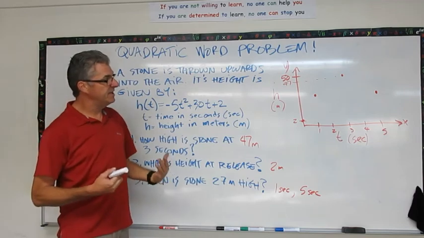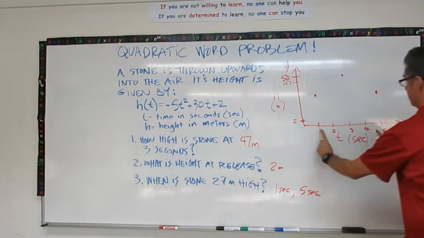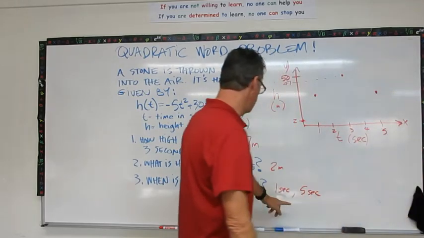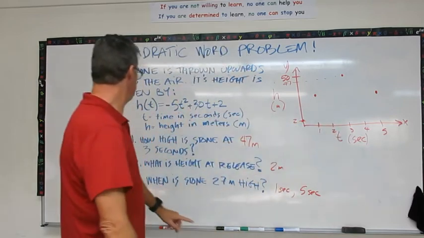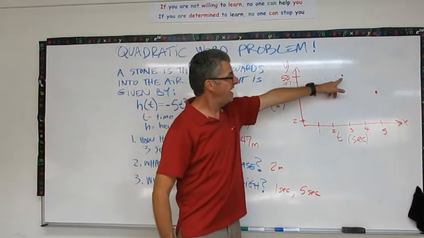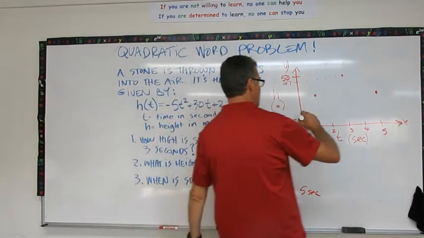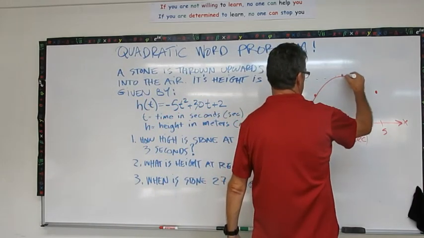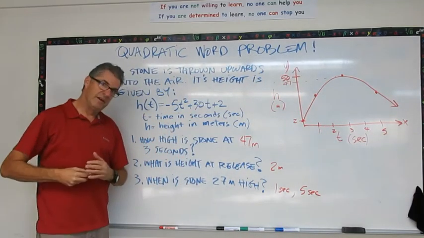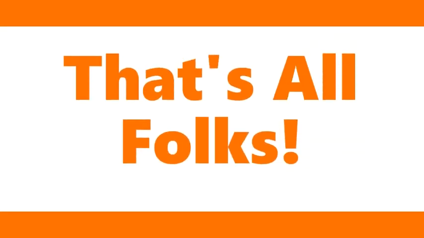Finally, I know something else. I know that my vertex is going to be exactly halfway between the 1 and the 5. And that's also at 3 seconds, which happens to be our question from 1. So we know that that's the vertex. Now I can draw my parabola. There you go.